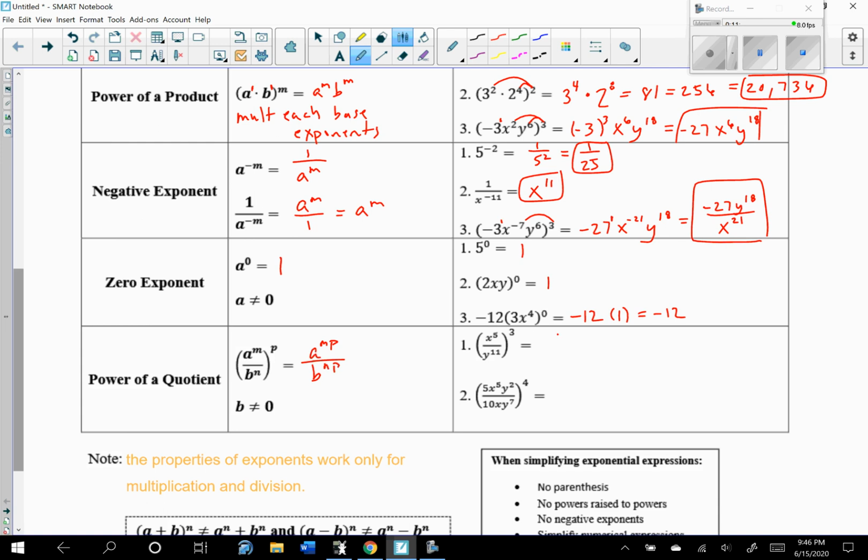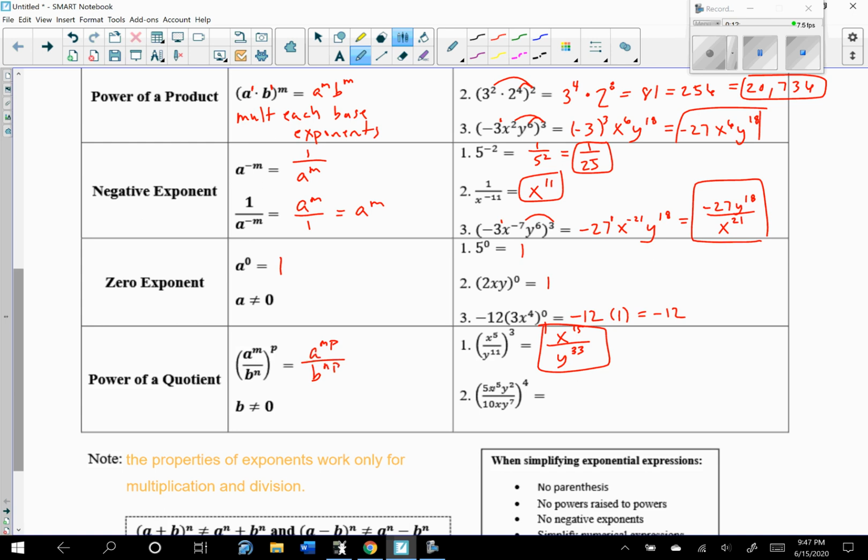So over here, we would have x to the 5 times 3, which is 15, over y to the 11 times 3, which is 33, and that's as far as we can simplify. Looking at the next one, we have, again, the power on the outside, so each of the powers is going to get that exponent. So for this one, you could do a couple things. You could simplify the 5 and the 10 first if you want, because it's a numerical, and you could simplify what's inside and then do the power, or you can multiply the powers first.